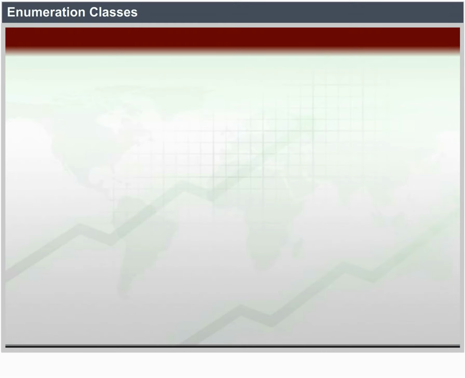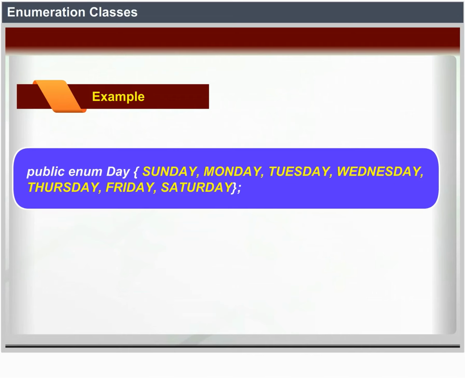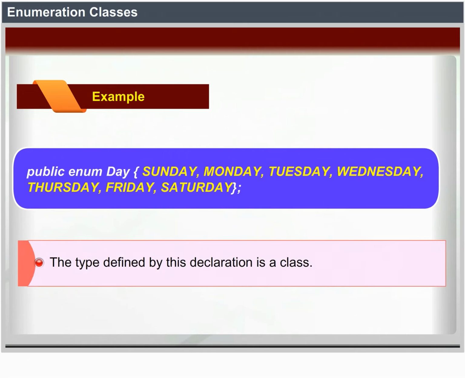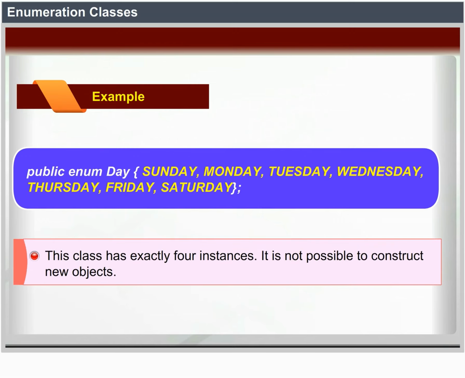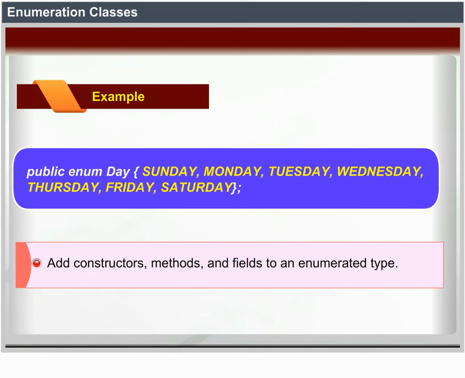Enumeration classes. Example: public enum Day { Sunday, Monday, Tuesday, Wednesday, Thursday, Friday, Saturday }. The type defined by this declaration is a class. This class has exactly 7 instances. It is not possible to construct new objects. Use double equals to compare values of enumerated types. Add constructors, methods and fields to an enumerated type.